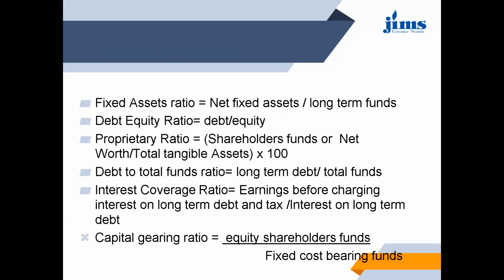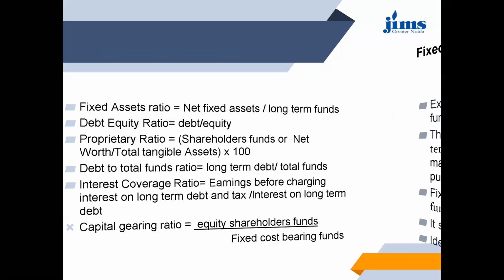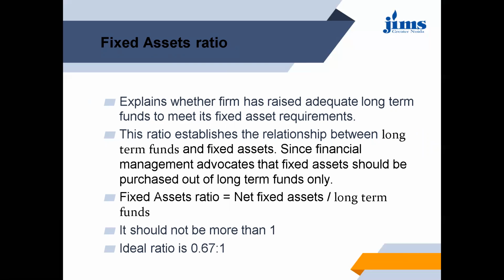Now, these are the different ratios and the formula for calculating these ratios. We'll discuss one by one. First is fixed assets ratio. Now, fixed assets ratio explains whether the firm has raised adequate long-term funds to meet its fixed asset requirements. This ratio establishes the relationship between long-term funds and the fixed assets. So, from the name it is clear that we have to calculate the ratio of fixed assets with the long-term funds because these are stability ratios.